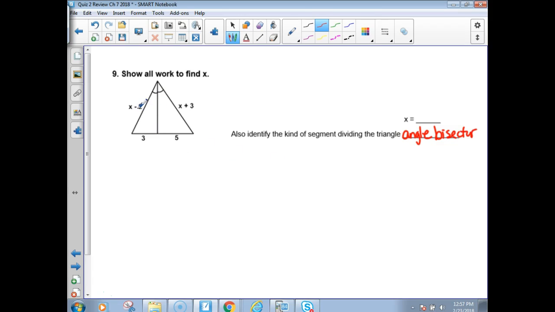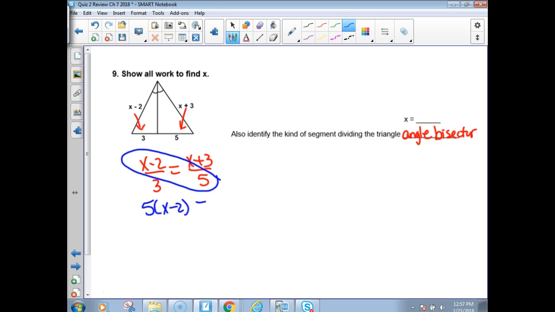We can go ahead and use x minus 2 is to 3 as x plus 3 is to 5. Cross product property gives us 5 times x minus 2 is equal to 3 times x plus 3, the quantity. I did not always show it this way. Did I write it out?